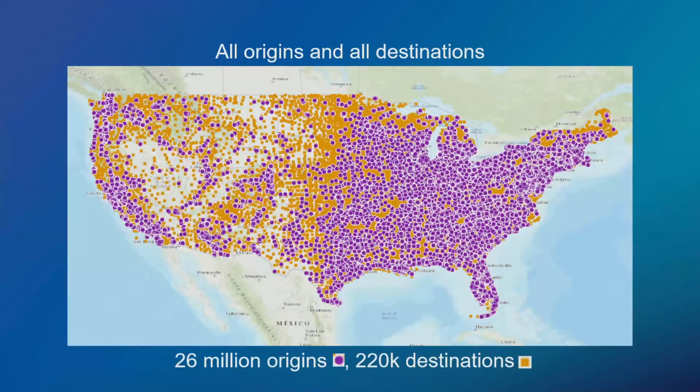Now, the last couple things I explained were a little bit confusing, so I'm going to walk you through an example that maybe will make it clearer. So let's say that this is the problem that I want to solve. I have about 26 million origins, and those are the purple dots, and then I have about 220,000 destinations. Those are the orange squares. And I want to calculate the travel time from each origin to each destination if the destination falls within 100 miles of the origin.